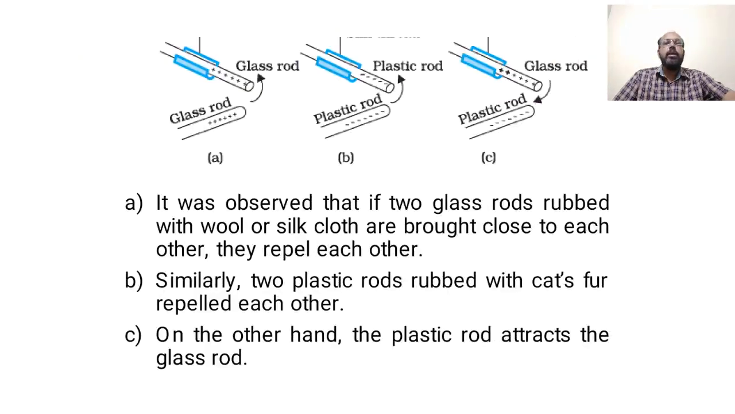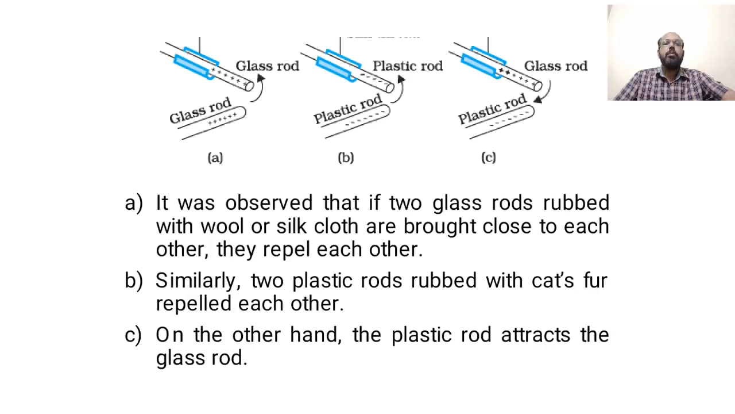Then it was observed that if two glass rods rubbed with wool or silk cloth are brought close to each other, they repel each other. Similarly, two plastic rods rubbed with cat's fur repel each other. On the other hand, the plastic rod attracts the glass rod.